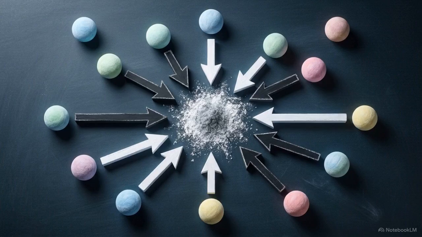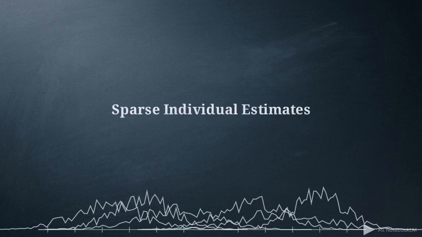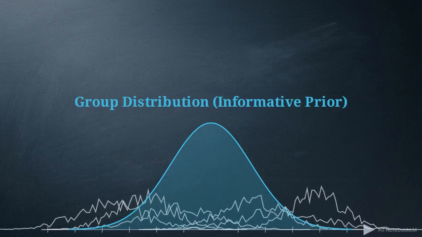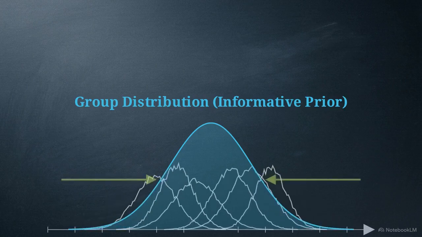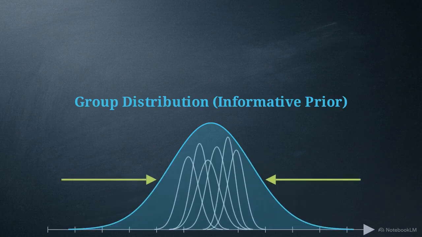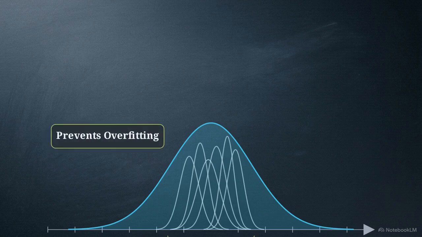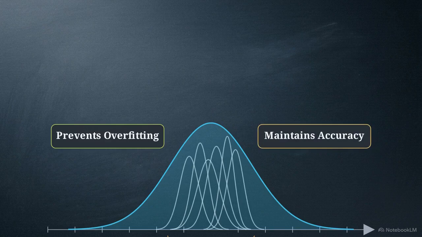This architecture introduces a statistical phenomenon known as hierarchical shrinkage. Here, the group distribution acts as an informative prior. It pools statistical strength across the entire population, pulling wide, scattered individual estimates inward toward a single, smooth bell curve. This pooled variance anchors the noisy estimates, which prevents overfitting and maintains accuracy even when a subject completes only a fraction of the standard trial count.